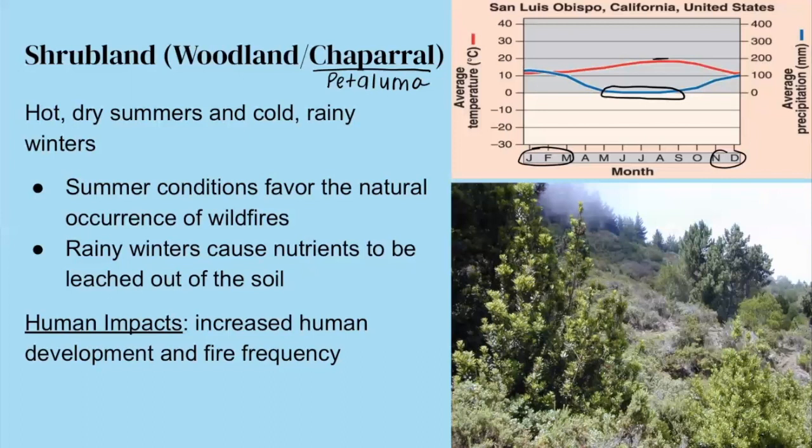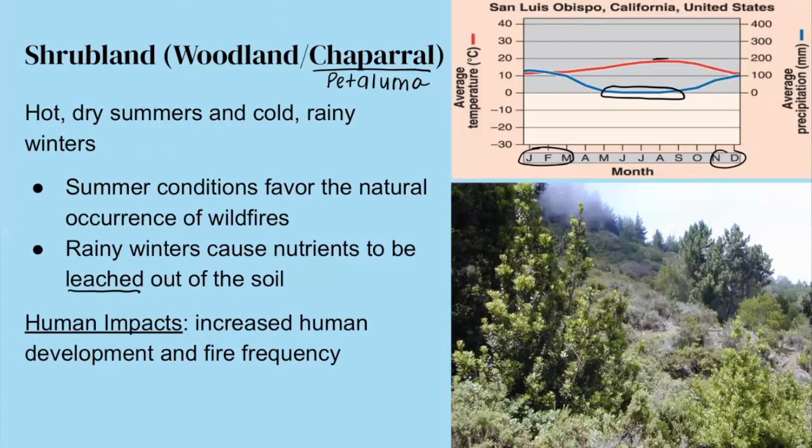So another thing about this biome is it has pretty low nutrient soil. So the soil is not nutrient rich. That's because even though we're warm enough to support some decomposition, we have really rainy winters, which cause nutrients to leach out of the soil. So leaching just basically means that nutrients are picked up by the water that precipitates, the water that rains from the sky, and they are carried with that water to other locations.